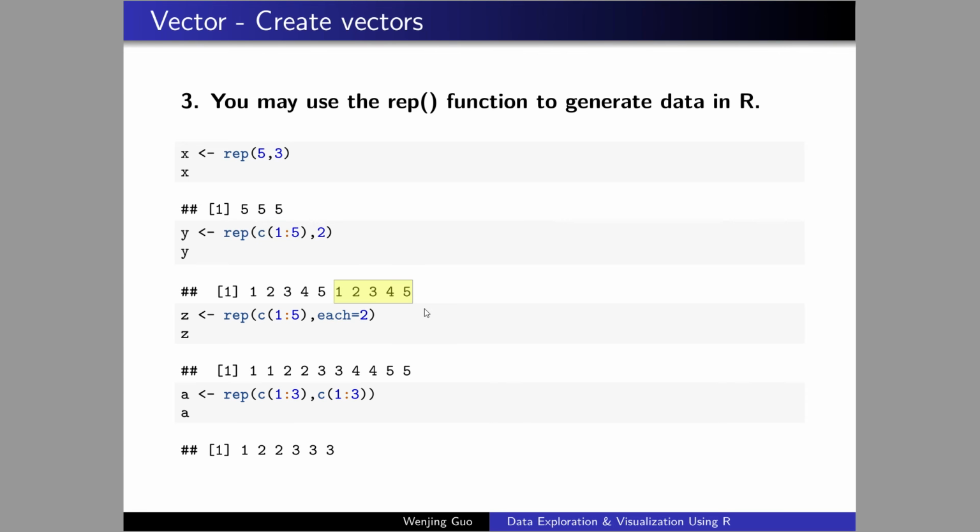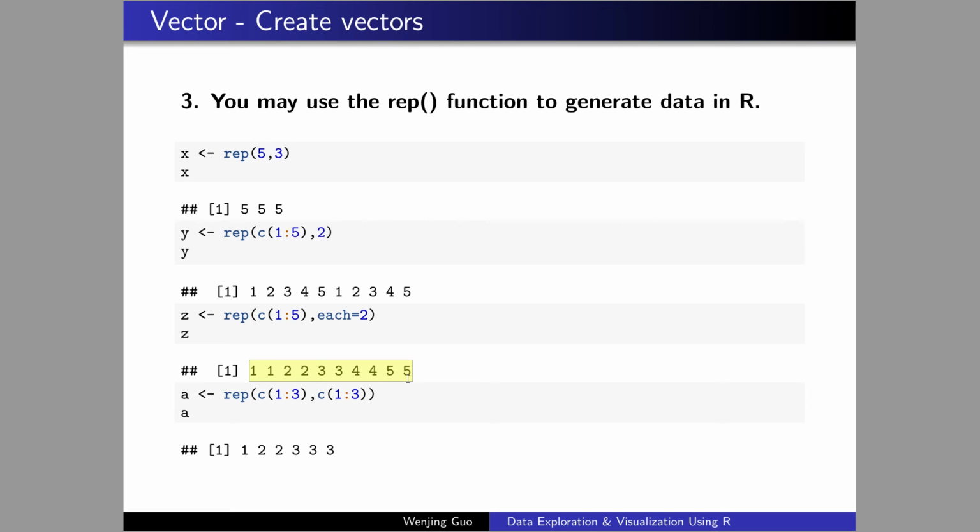Sometimes we may want to repeat each element of a vector several times. For example, we want to repeat 1 twice, 2 twice, 3 twice, 4 twice, and 5 twice. We can use this R command, and you can see the R output.